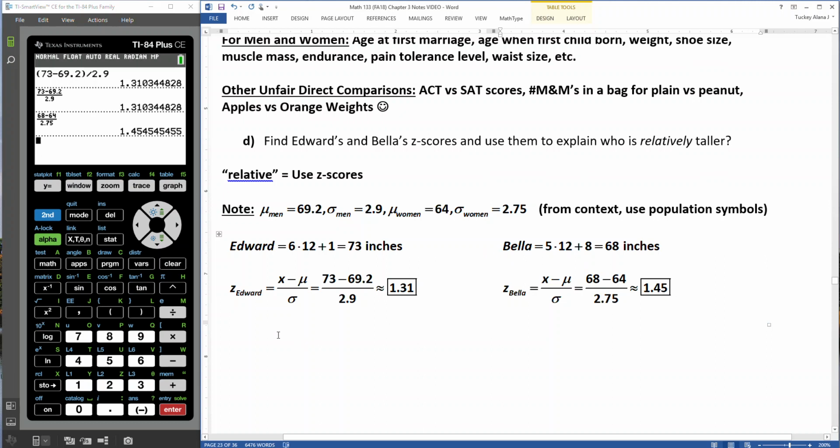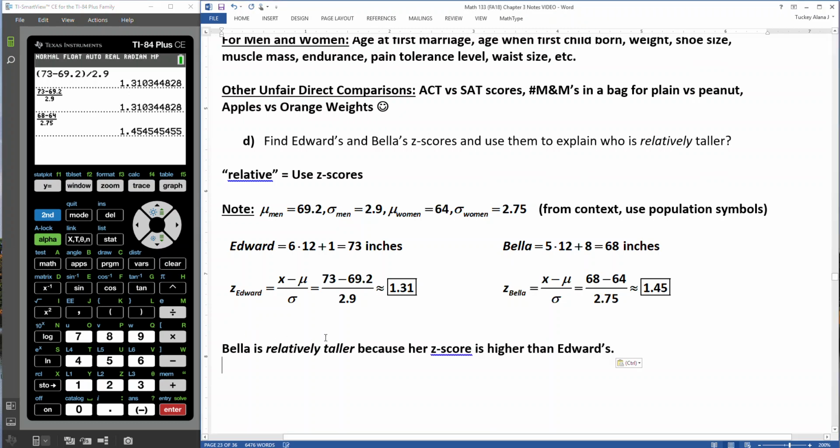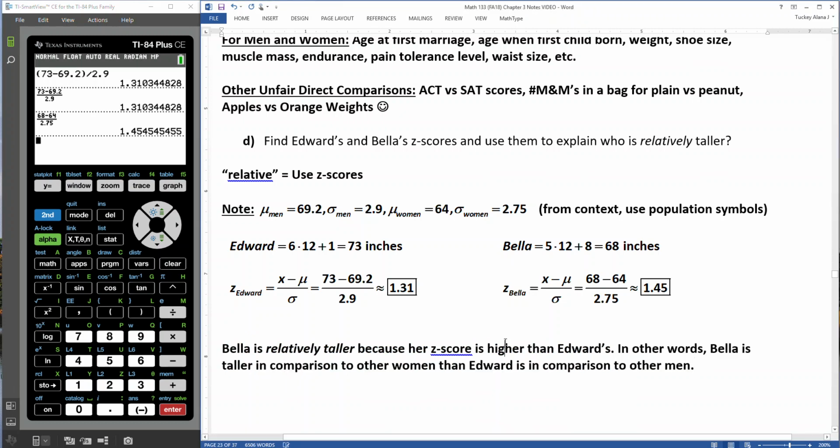So now who's relatively taller? Well, Bella is, right? She's actually relatively taller. She's taller in relation to her group than he is in relation to his. And the z-score showed that. She had a larger z-score than his. In other words, if you compare her to other women and him to other men, she's the taller one.